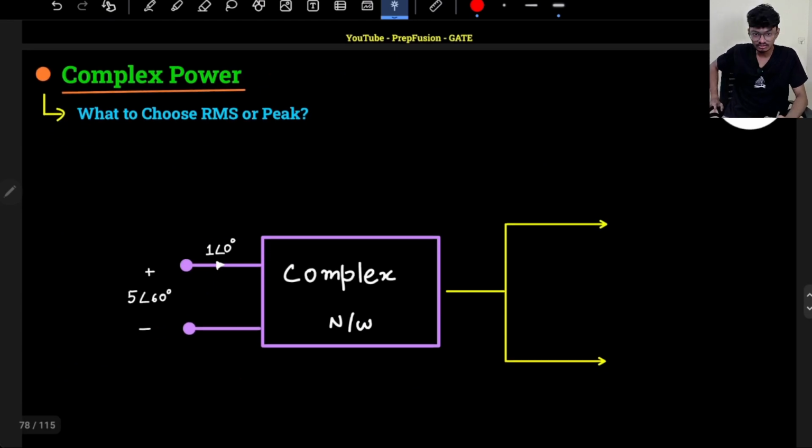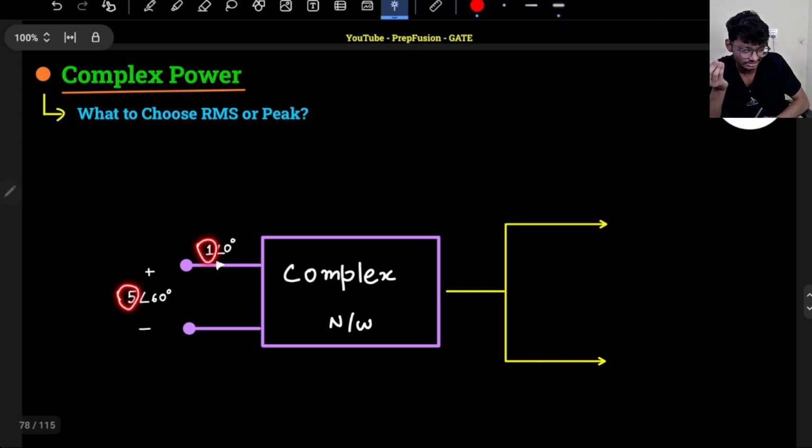Now there is one very common query and doubt in the mind of the students: if a network is given and this phasor format is given, should I choose RMS or peak? Should I assume this value to be peak or RMS? Many teachers will tell you many things. First point is the GATE examination. Normally information will be given in the question on whether this is RMS or peak. It is standard. Either they will say it is peak or they will say it is RMS.